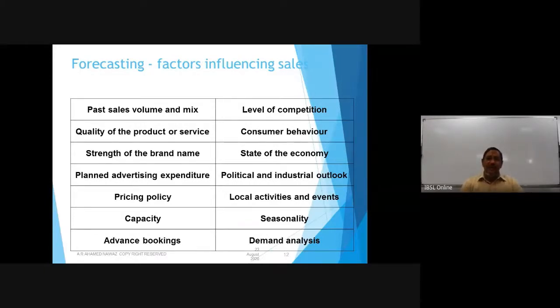For example, Kandy Perahera. There's a local activity. So within that period, sales volume may increase on the businesses. April season in Nuwara Eliya, right? Activities are increasing. Then church feasts at certain church locations, events, that will increase the volume of sales.